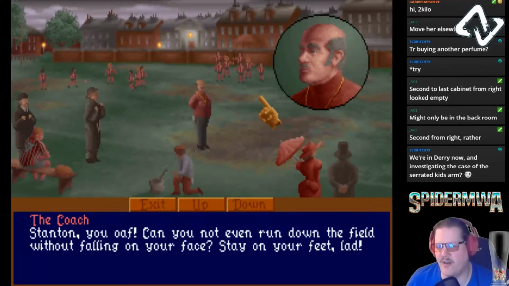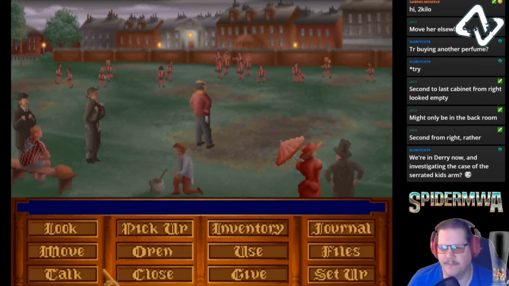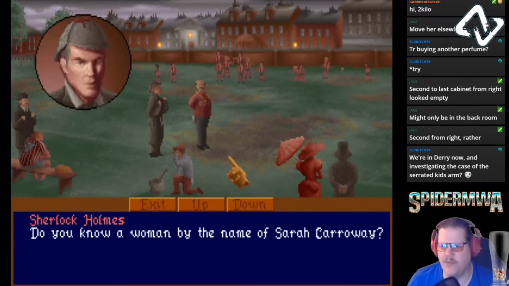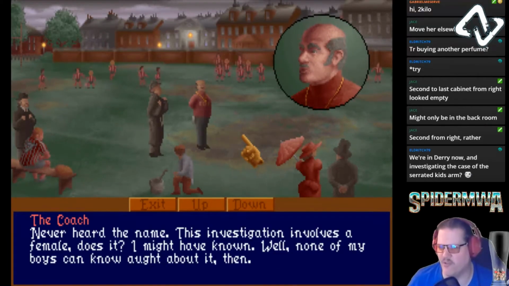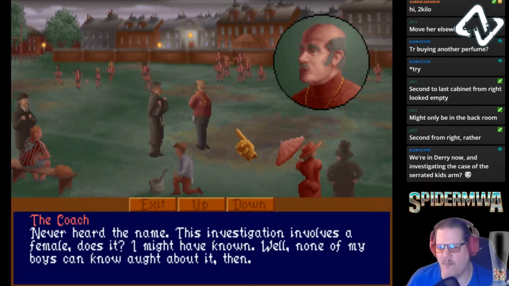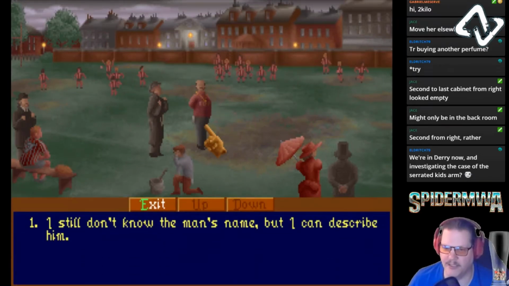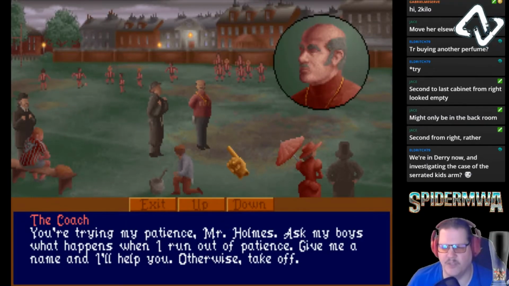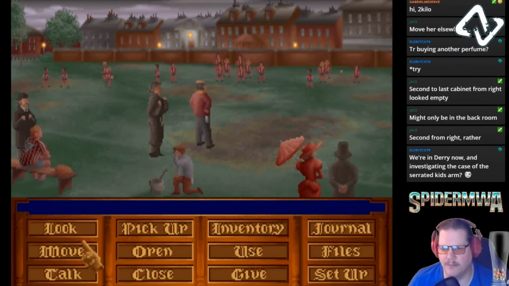Stand your oath. Can you never not even run down the field without falling on your face? There your feet, lad. Do you know a woman by the name of Sarah Caraway? Never heard the name. This investigation involves a female, does it? I might have known. Well, none of my boys can know aught about it then. Of course, they don't fool around with the ladies. I still don't know the man's name, but I can describe him. You're trying my patience, Mr. Holmes. Ask my boys what happens when I run out of patience. Give me a name and I'll help you. Otherwise, take off.